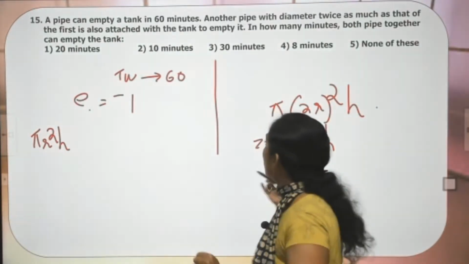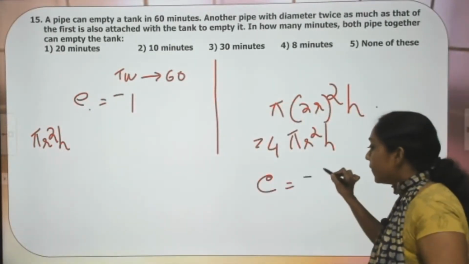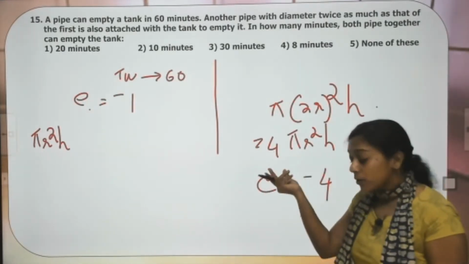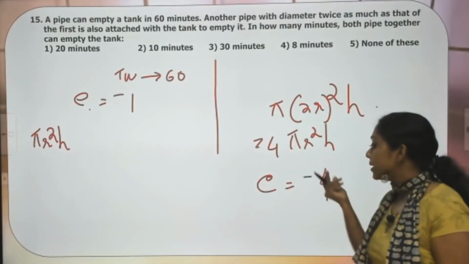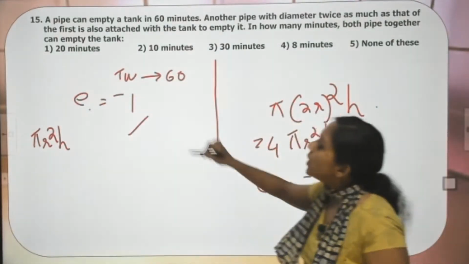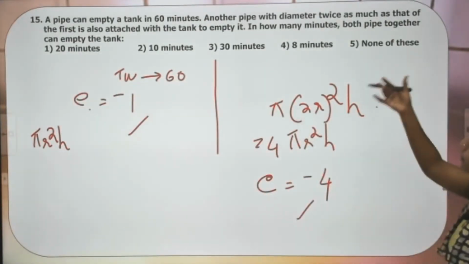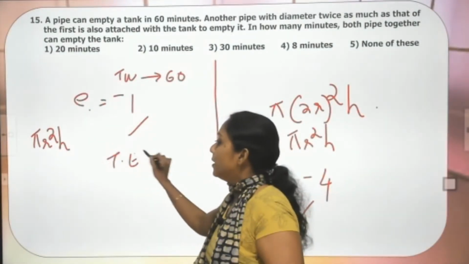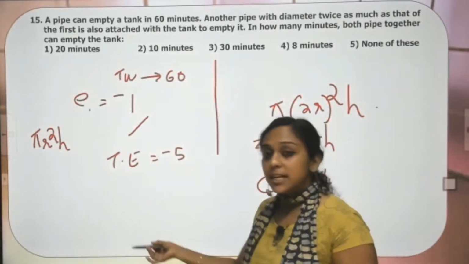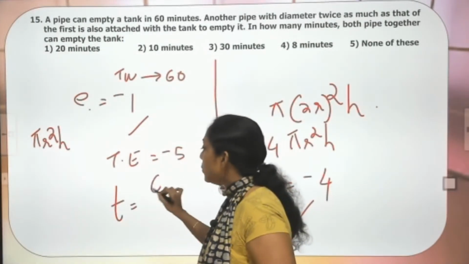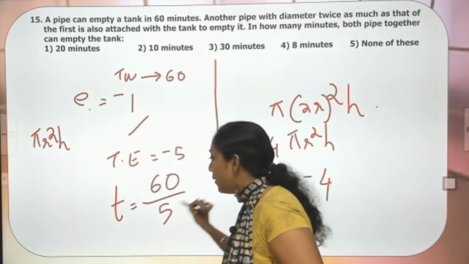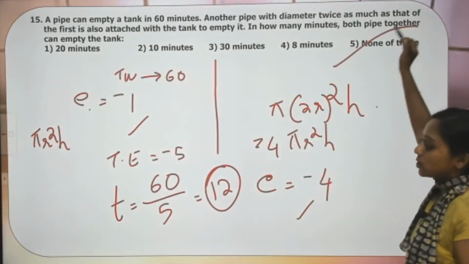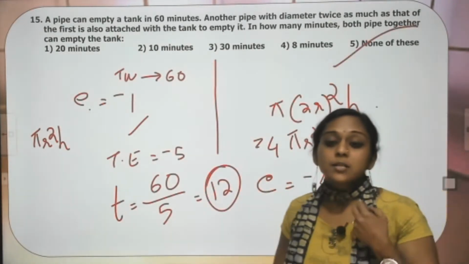So what will be the efficiency for the second pipe? That will be -4. It is clear because it has become 4 times. So when both the pipes are working together, what is the total efficiency? Total efficiency will be -5. Now what is the time taken? Time taken is total work 60 divided by 5, so that is 12 minutes. So our answer is none of these, option 5. Actual answer is 12 minutes.